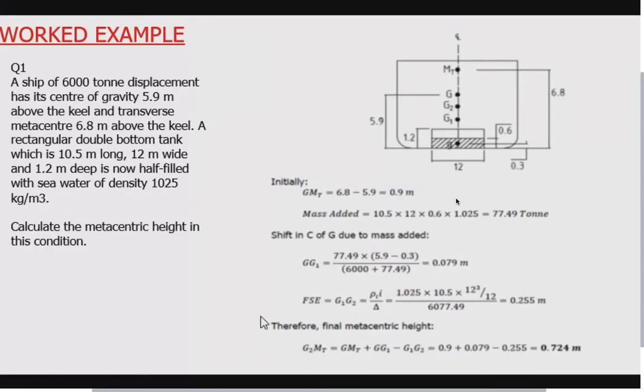Okay, so the final metacentric height, we have GMT final is equal to GMT plus JJ1 minus J1J2. We already know GMT, we already know JJ1, and we already know this. So you subtract it, then you are having 0.724 meters. So this is how tricky some of the questions will be.